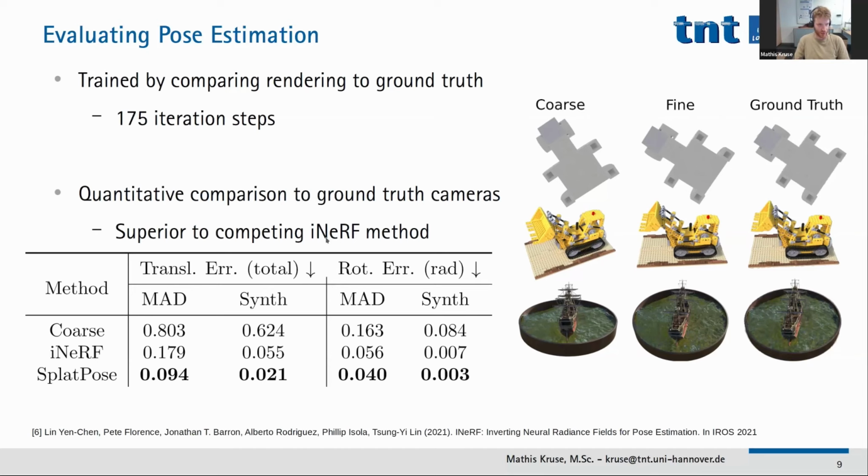competing with the iNeRF method, which is the basis of OmniPose AD. The coarse pose is, of course, where we start, and then SplatPose is able to beat iNeRF, the inverted NeRF as it's called, in both translational and rotational error on all the datasets that we used by quite a good margin. So our hypothesis that the pose estimation had to do with our better performance may hold true here.